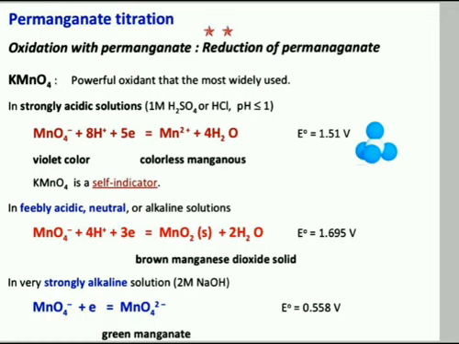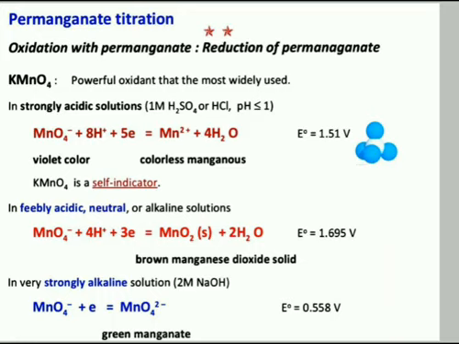Therefore the KMnO4 is in the violet color, that is, MnO4 minus is violet. Therefore we say that KMnO4 is a self indicator. Here it goes from the higher oxidation state into the lower oxidation state, that is Mn7+ into Mn2+. Mn2+ is colorless, so that we can identify the color. If the violet color disappears, we can identify the end point.